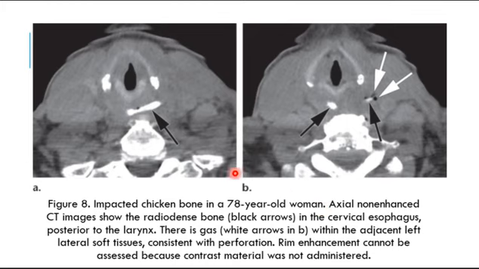This is again an impacted chicken bone, and the CT image shows in the cervical esophagus posterior to the larynx there is gas within the adjacent left lateral soft tissue consistent with a perforation. So sometimes we find the foreign body migrating, in rare conditions. It will migrate, and you may find it in the paraspinal spaces, in the paraspinal regions. But actually it's a foreign body which was ingested, and it has perforated the esophagus and has migrated, and we can see the air around it, which indicates the perforation of the foreign body.